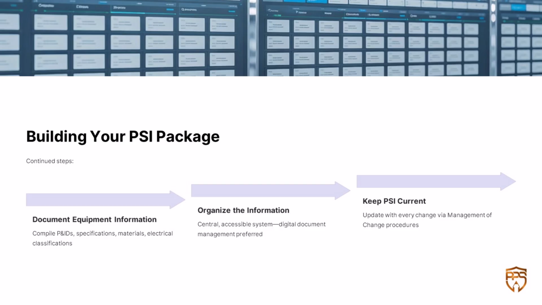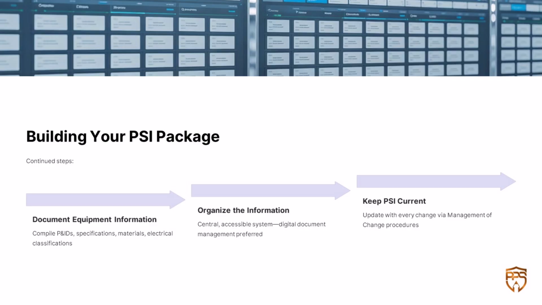The fourth step is document equipment information. Compile P&IDs, mechanical design specifications, materials of construction, electrical classification drawings, and relief system analysis. Verify that equipment meets appropriate codes and standards. For older equipment, provide evidence that it is maintained and operated safely.